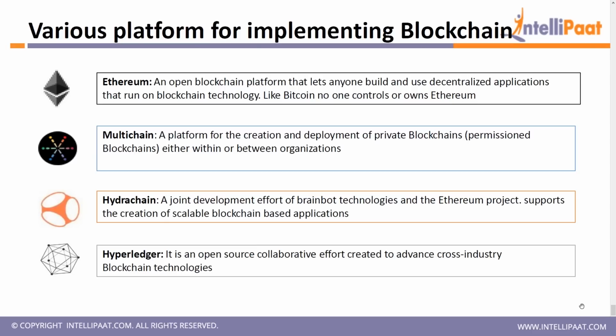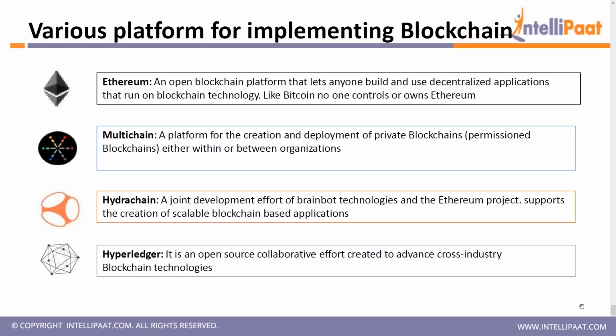The first one is Ethereum. We all might have heard about the term Ethereum. It is a public permissionless blockchain platform that lets anyone build and use decentralized applications that run on blockchain technology. Like Bitcoin, no one controls or owns Ethereum. It is a public permissionless blockchain network where everyone can participate, transact and earn tokens or currency. Then comes MultiChain. This is again a blockchain platform for the creation and deployment of private, permissioned blockchains.